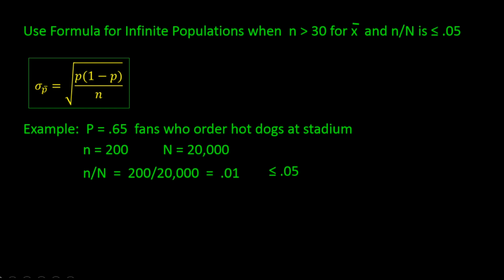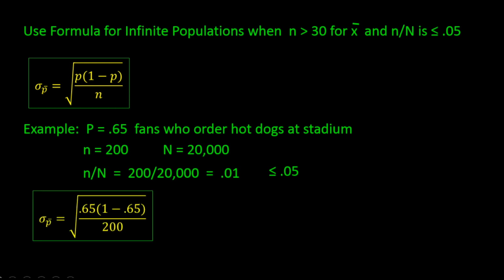To calculate the standard deviation for p bar, we take the square root of 0.65 times 1 minus 0.65 divided by 200, and we get the square root of 0.65 times 0.35 divided by 200, or 0.0337.